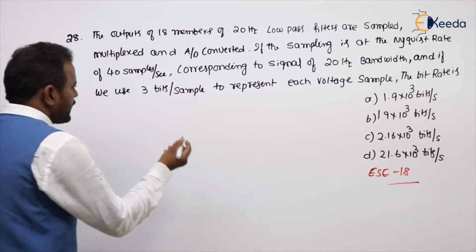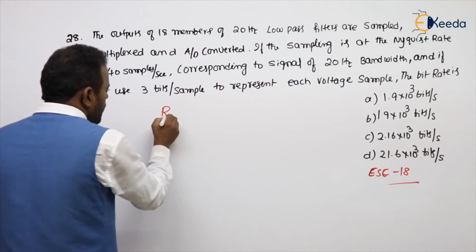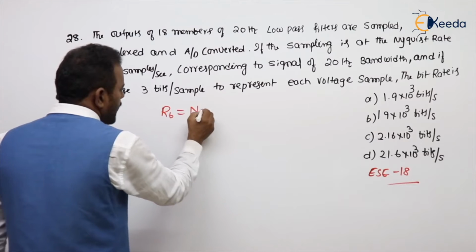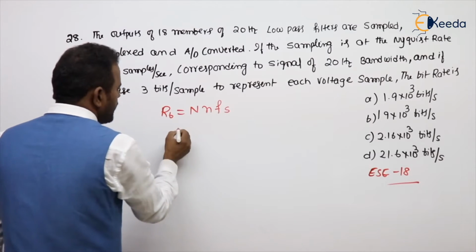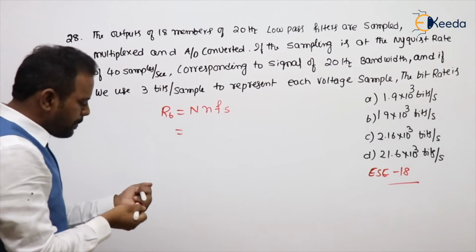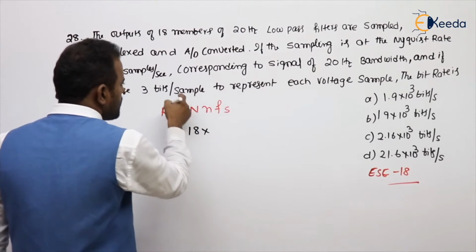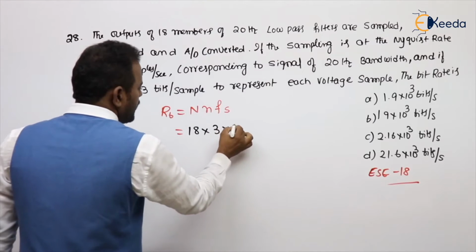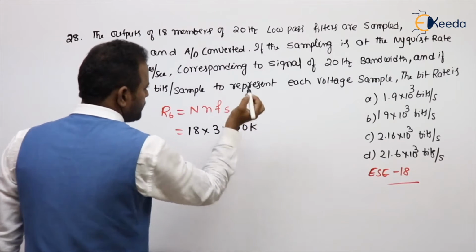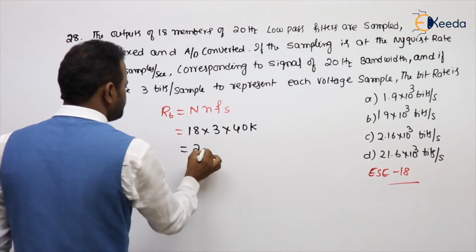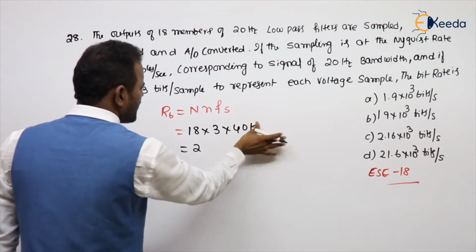Follow. What is being asked, sir? Bit rate. What is the formula? RB equal to capital N small n into Fs. Here how many members? That is nothing but signals. That is 18. What is the small n value given? 3. And this value given is 40. Then how much will it come? 40, not K, 40 only.